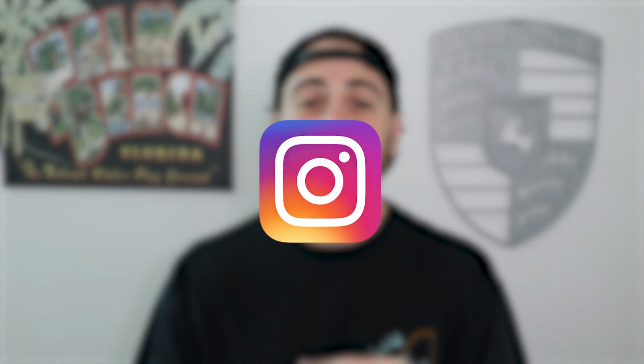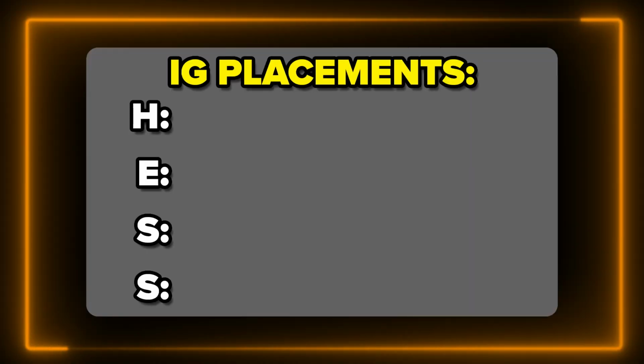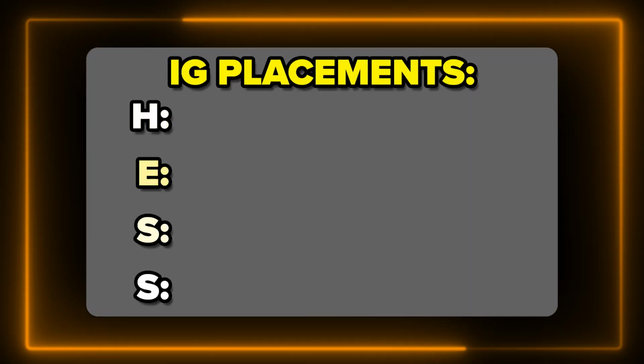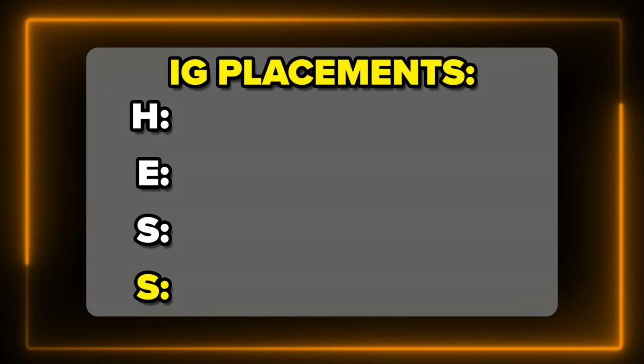First and foremost, you need to be aware that there are 4 different placements that you can actually show up on Instagram. And if you're not showing up on each of them, it's one of the reasons you're not getting the reach that you want. To make this really easy, I have an acronym for you. We're gonna call these 4 different placements HESS. H-E-S-S.